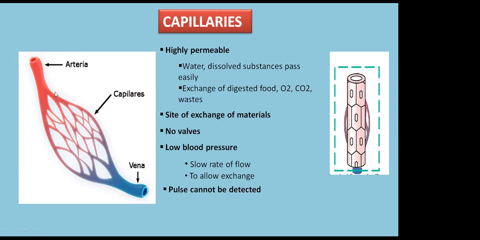Why is the blood flow very slow? If the blood pressure is high, the exchange of materials will not take place properly between the tissues and the cells. So as the blood moves slowly, due to the low pressure of the capillary, the exchange of substances is easily facilitated between tissues and the capillaries. And pulse rate cannot be detected. You are familiar with pulse rate from your 10th class itself, heart rate and pulse rate. So pulse rate cannot be detected in the capillaries.